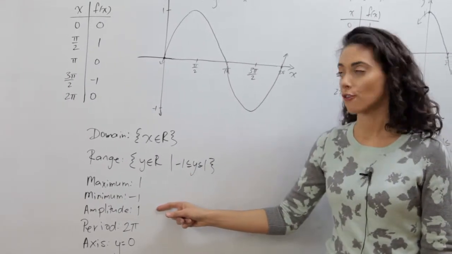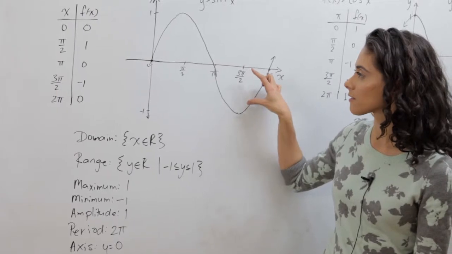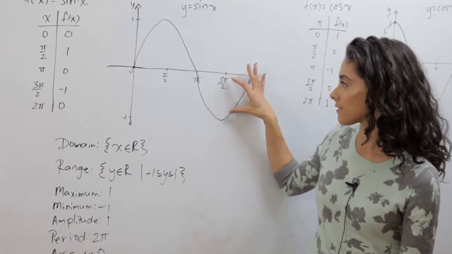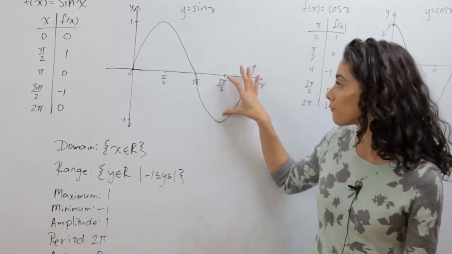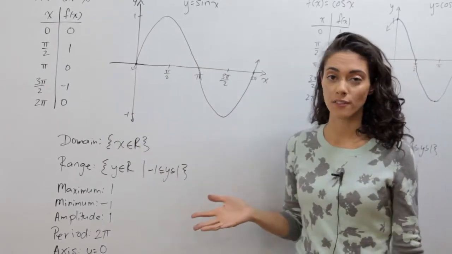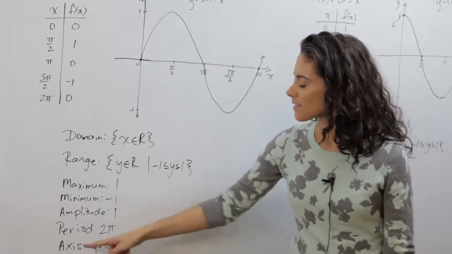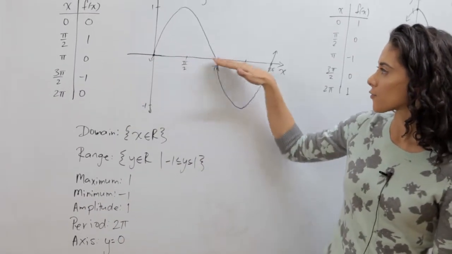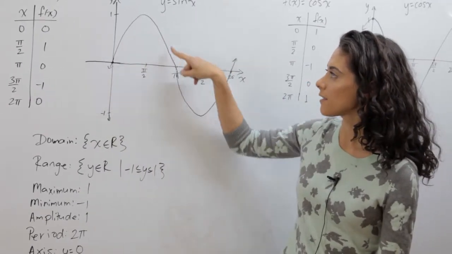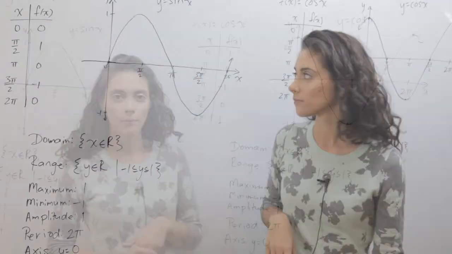Recall that the amplitude of a graph is how tall each wave is. The amplitude is always positive. It's the height of each wave. We don't say that this height is -1. It's a height of 1 here or here. The period is 2 pi or 360 degrees. And lastly, the axis, that's simply the line that cuts through the middle. The graph goes 1 above the line, 1 below the line, and so on.